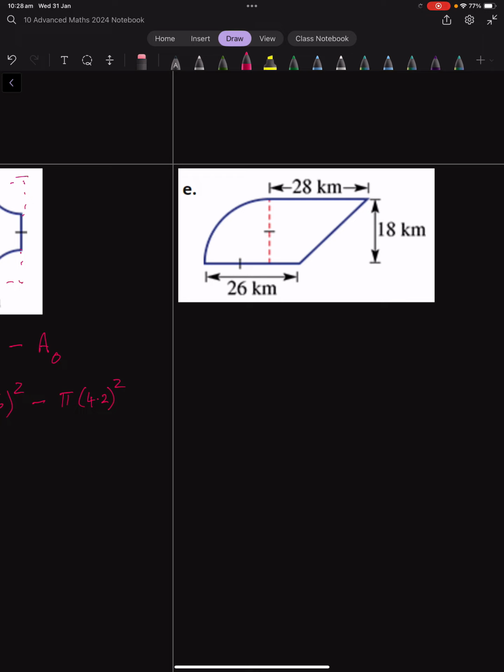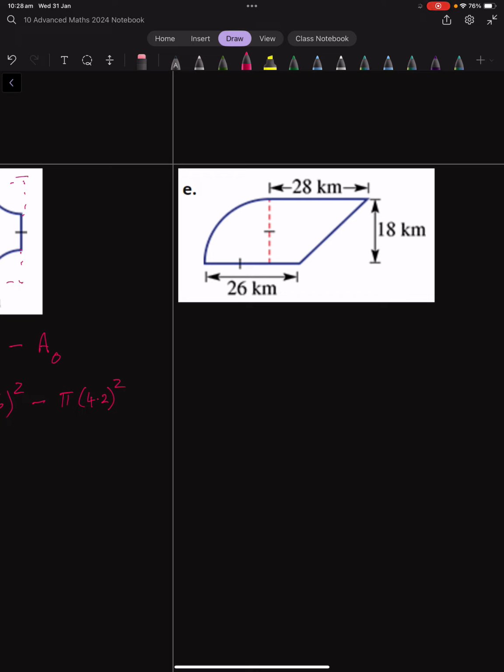Ooh, this is an interesting shape. I clearly have a nice quarter circle there. So I'm going to keep that as my first little bit, but it's a little bit tricky here, isn't it? Because they haven't actually shown me what the radius is on the bottom. If I'm just looking at the bottom, I'm saying, well, they've given me 26, but that's not the radius.